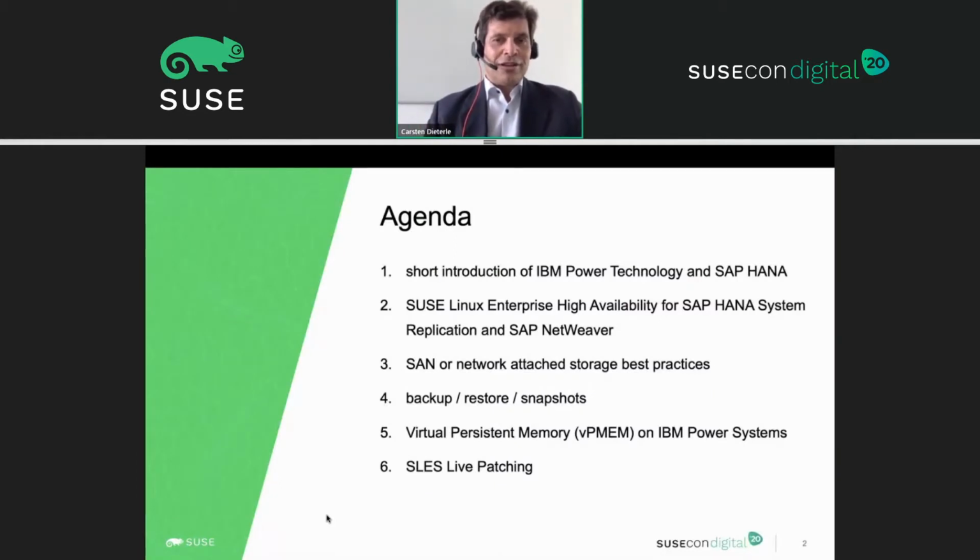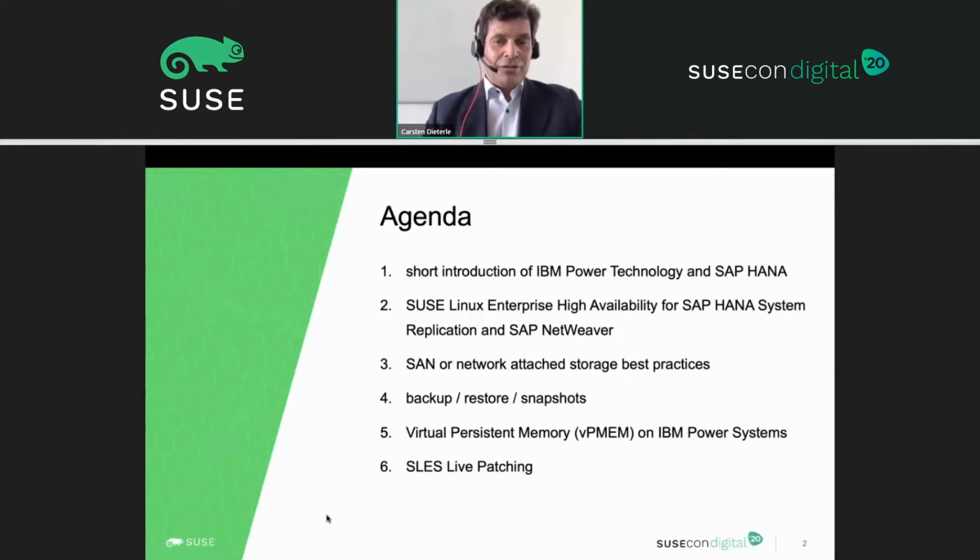I will do a short introduction of IBM Power Technology and a market view of how we are doing in the SAP HANA space. Then I will tell you about how we work together with SUSE in the high availability area, what we have already reached there, and how we set it up. Then I will talk about something very important: how to connect SAN or network attached storage, best practices to get really high performance out of your installation. The same goes for backup and restore, and probably for snapshots.